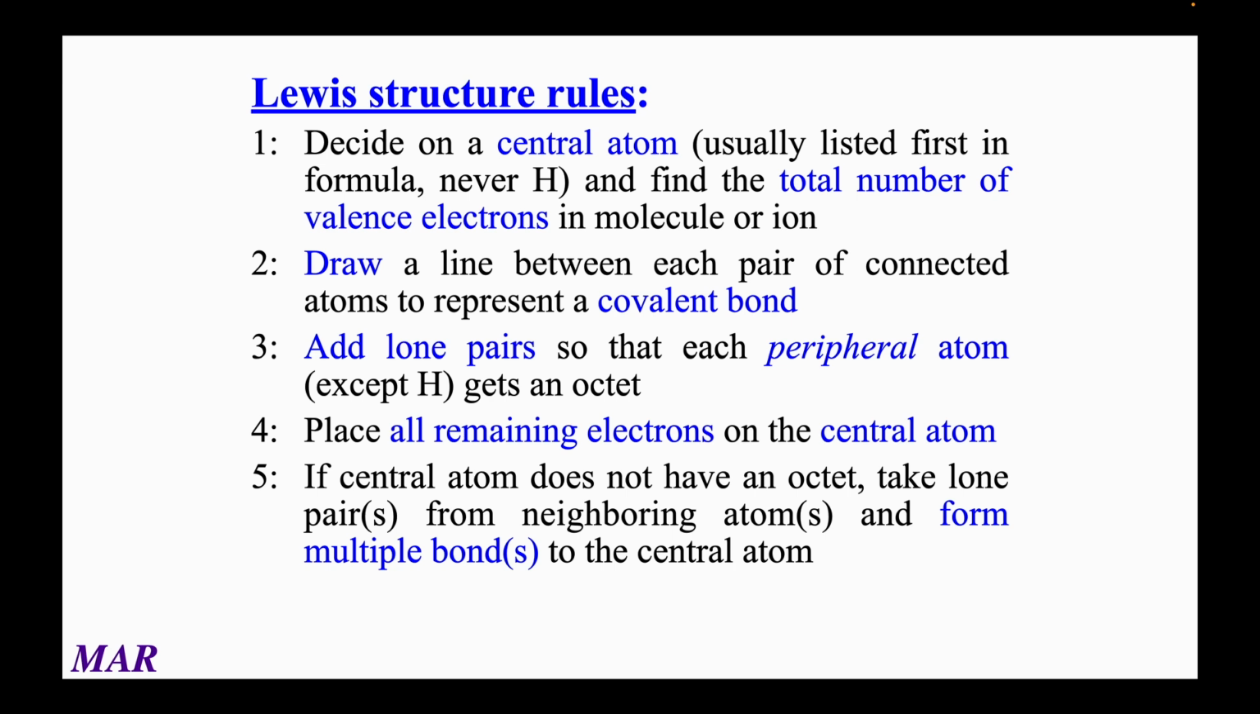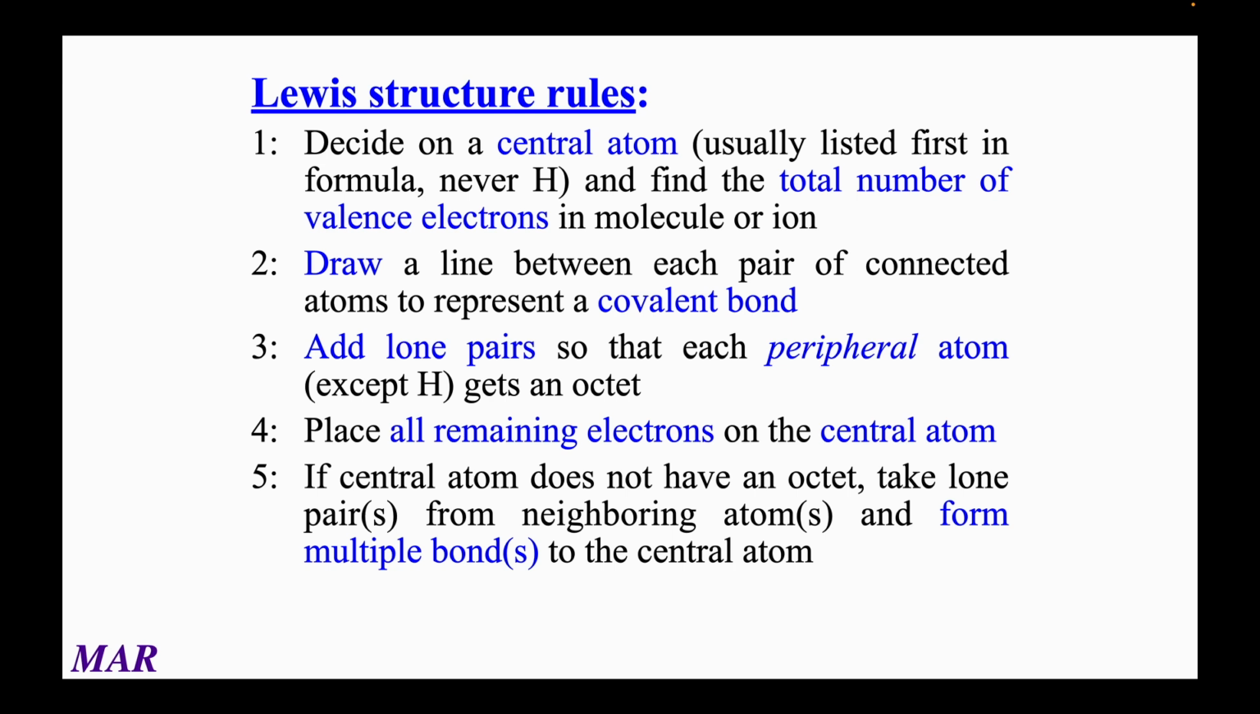So in NH3, nitrogen was group 5. It had 5 valence electrons. Hydrogen's group 1. It has 1 valence electron, and there's 3 of them. So 8 electrons total are valence electrons for NH3, or 4 pairs. And then number 2, you want to connect those outer atoms to the inner atom, which was making a single bond, or a sigma bond. Those are covalent bonds because the electrons are being shared.